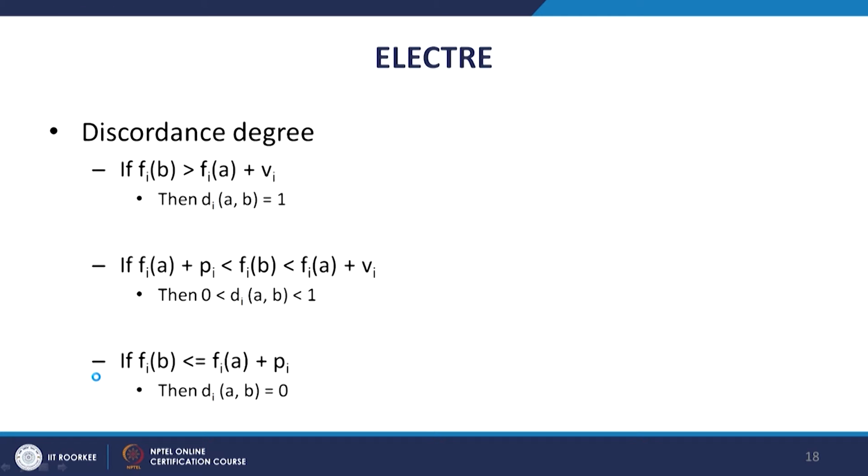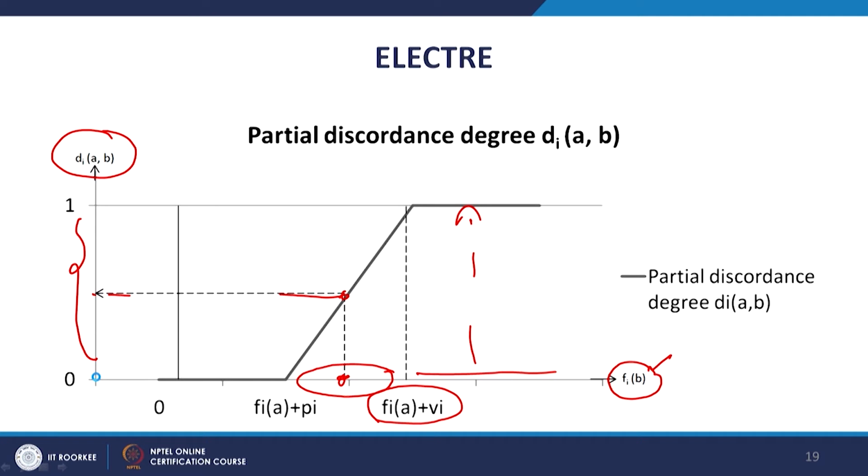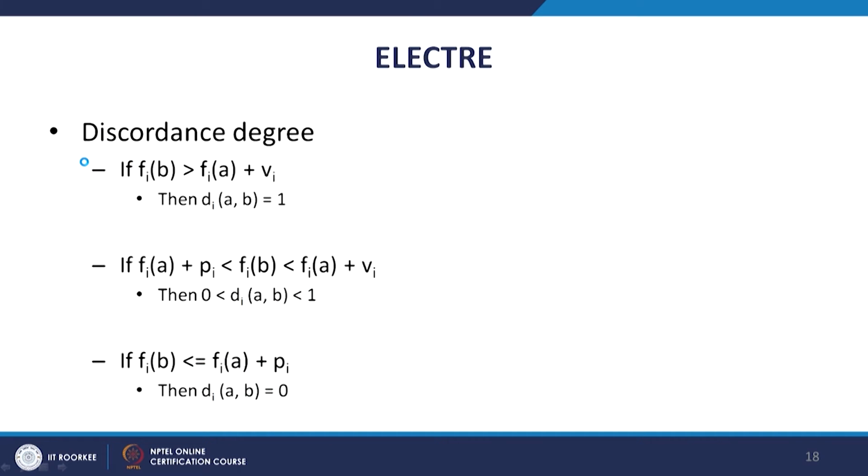Let us go back. The third scenario is when FIB is less than or equal to FIA plus PI. If you look at the RHS, it is FIA plus PI, that means addition of the preference threshold. Let us understand the same thing through this chart. What we are talking about is this particular zone. If the value of FIB is in this zone, that means less than FIA plus PI, then the value is going to be in this zone, which comes out to be 0. So, the value of DIAB is 0, and in this case the partial discordance degree is going to attain its minimum value.